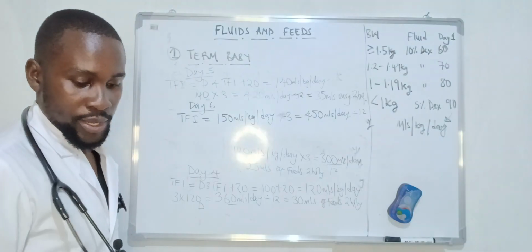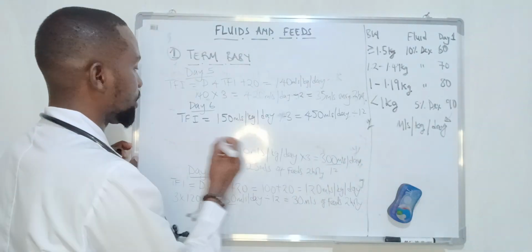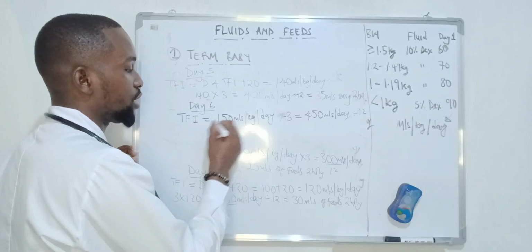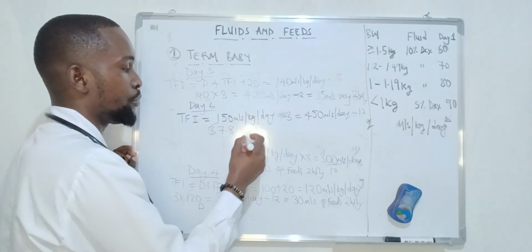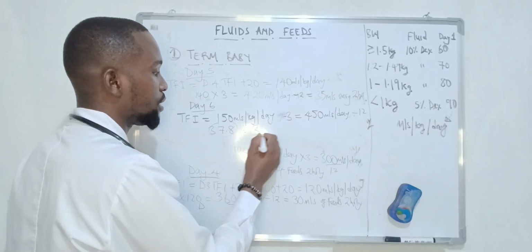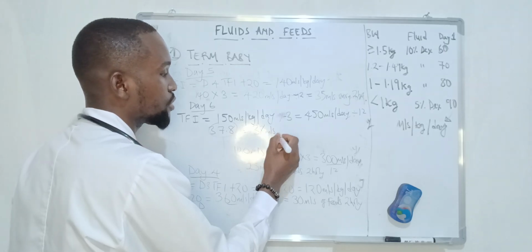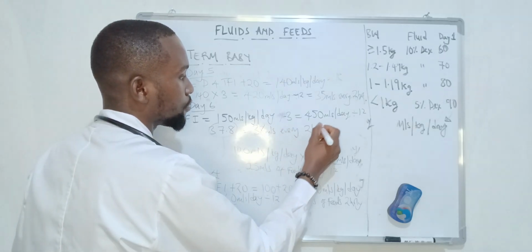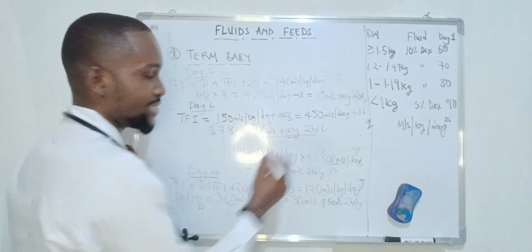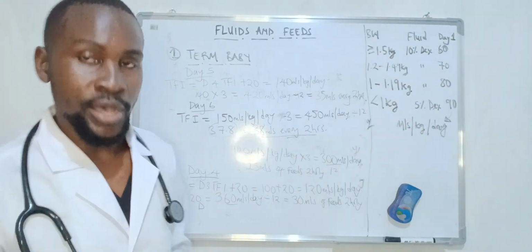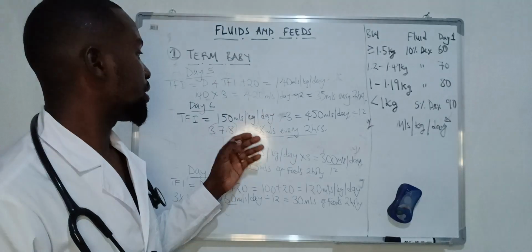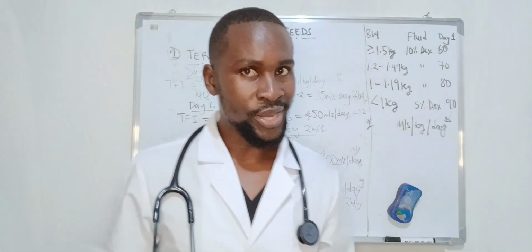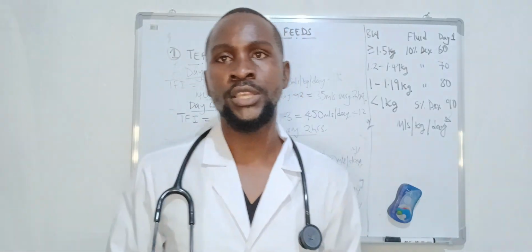When we do that, it gives us 37.8. So you just round this off because you can't give 37.8 of feeds. So you give 38 meals every 2 hours. So that is how you are going to be giving this child. Meaning on day 6, this child receives 38 meals of feeds 2 hourly. And that is how you are going to be feeding this child.